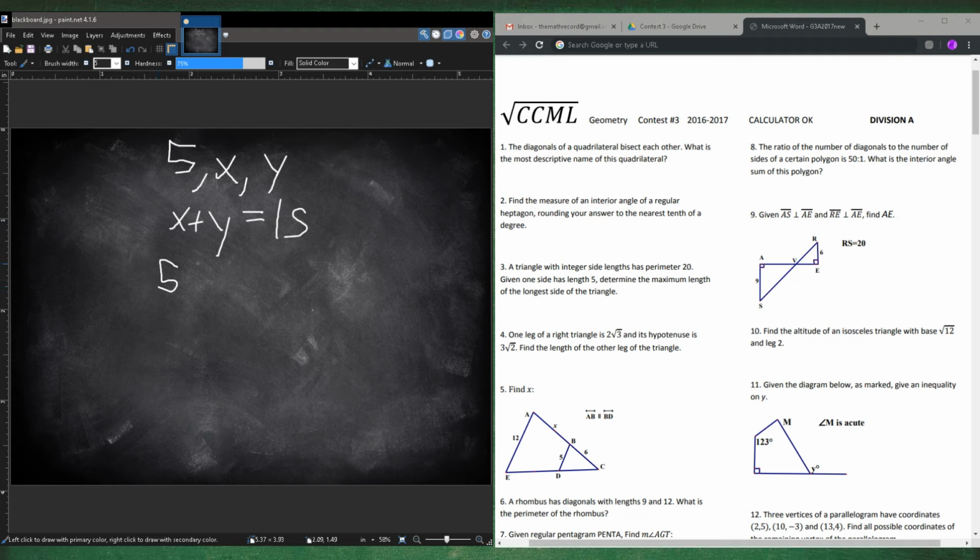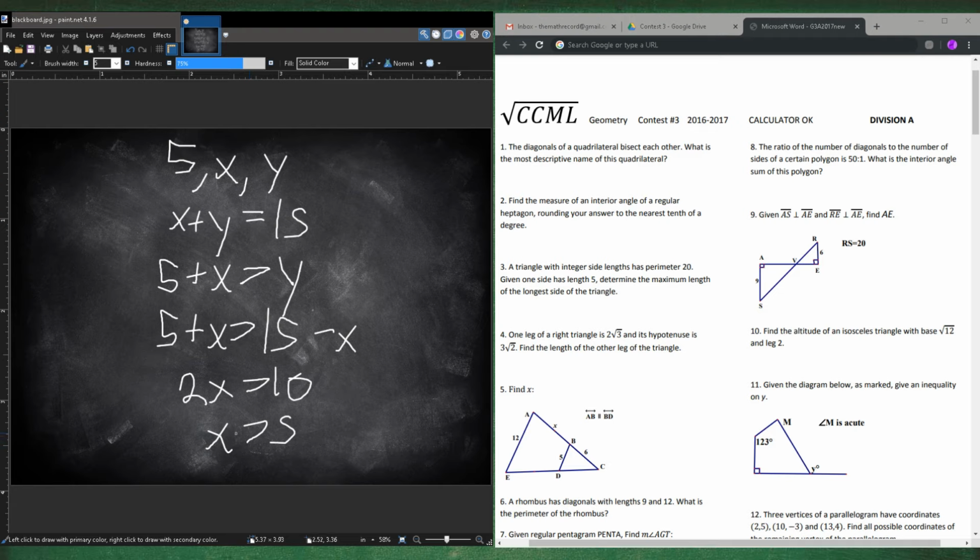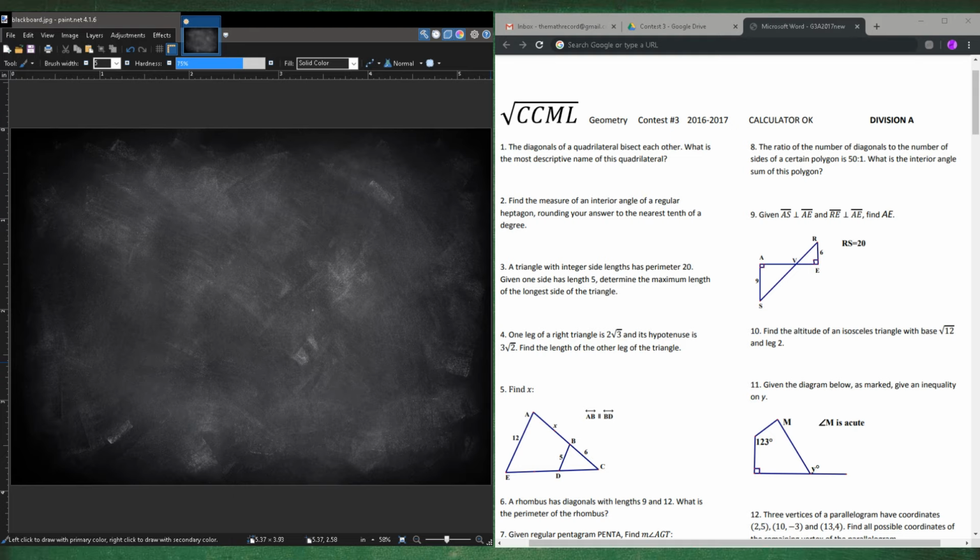So basically, 5 plus x has to be greater than y because it has to be a triangle. And 5 and x are smaller than y. So the two smaller side lengths have to be greater than the larger side length. So 5 plus x is greater than y, which is 15 minus x. Add x to the other side, so that's 2x greater than 10. So x has to be greater than 5. The smallest integer greater than 5 is 6. So if x is 6, then y is 9. So the largest value for y is 9. That's the answer for question 3.